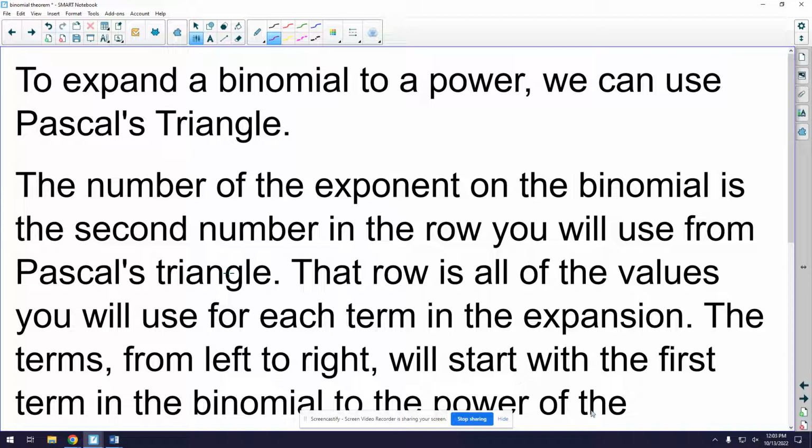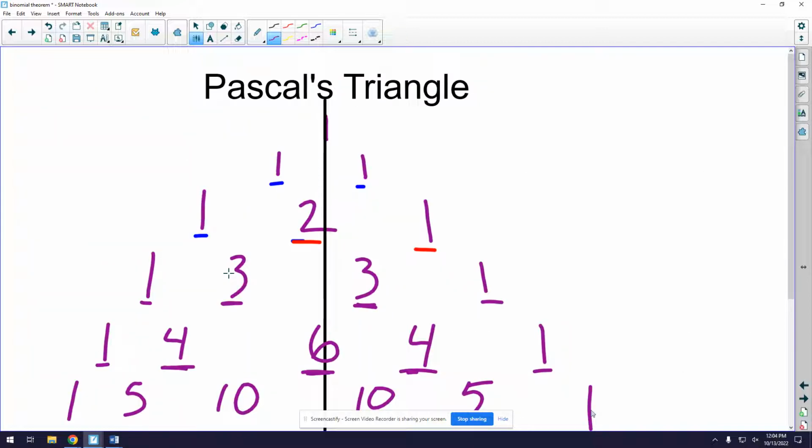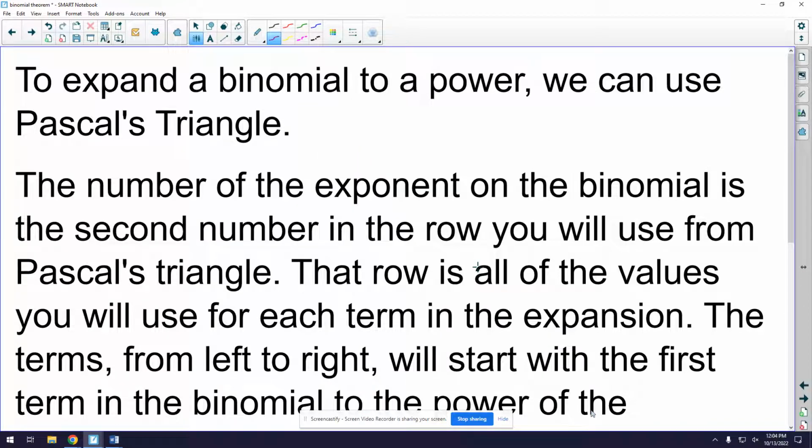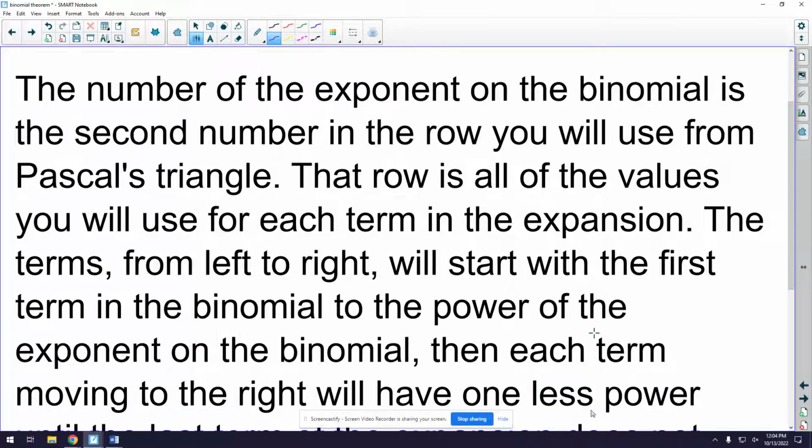The row is all of the values you will use for each term in your expansion. So when I'm going to expand, if I had something to the power of 3, my final answer should have 1, 2, 3, 4 terms. And the first term is going to be multiplied by a 1, the second by a 3, the third by a 3, the fourth by a 1. Then each term from left to right will start with your first term from your binomial to the power of the exponent on that binomial.